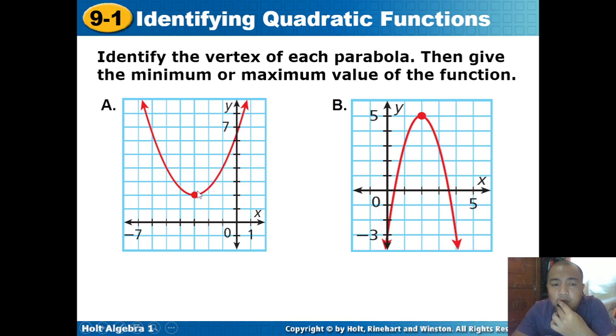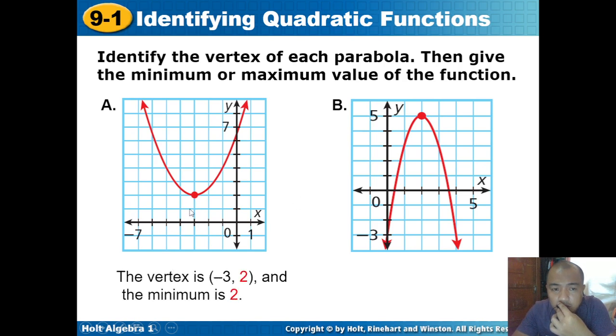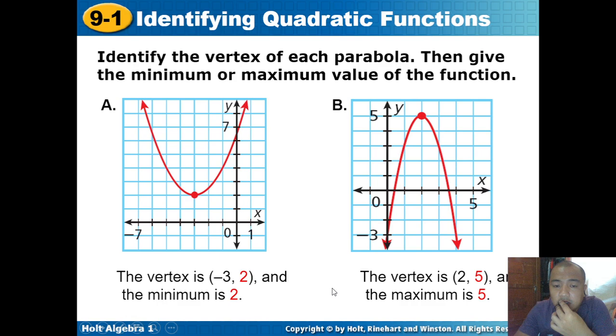Okay, from the graph, you can identify easily the vertex. For letter A, what's the vertex? Answer, negative 3, 2. Negative 3, 2 is the vertex. That means the minimum is 2. Here, the y value of the vertex is the minimum value. Here, since this opens downward, it has a maximum value. Now, what is the vertex? The vertex is at 2, 5, therefore 5 is the maximum value of the given quadratic function.